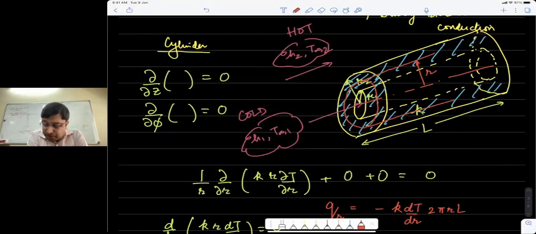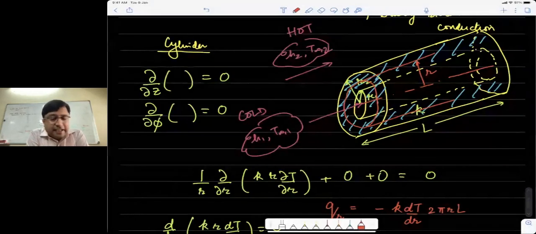Preheating the cylinder before starting conduction. No. See, if you're working at steady state, preheating will not matter, because that will only help in the initial transient stage, where the temperatures are actually increasing or decreasing.